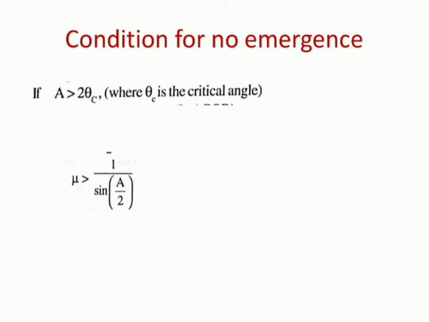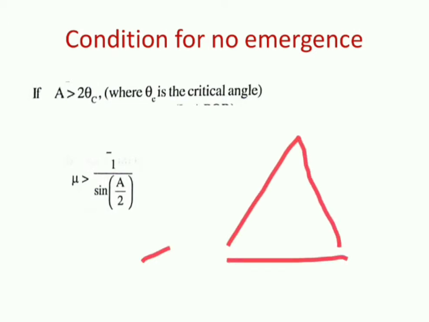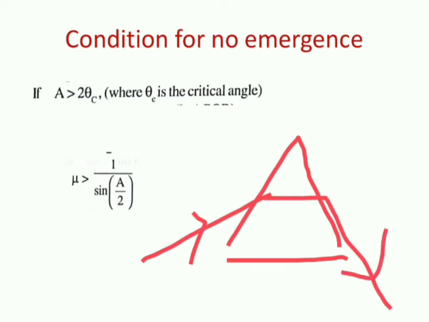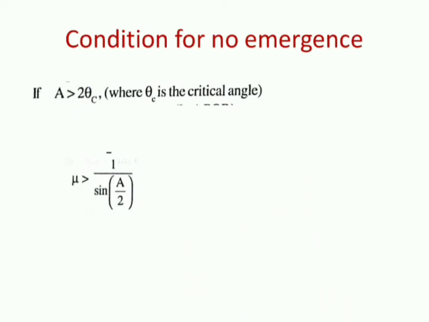Then condition for no emergence. The meaning of no emergence is, if you incident light on a prism, assume that this is a prism and you are incidenting a light ray, it has to graze the second surface, or it should undergo total internal reflection at the second surface. Then we call this the condition of no emergence. After simplifying the relations, the condition comes out to be that if the angle of prism is greater than 2 times the critical angle, then this will give you the condition for no emergence.